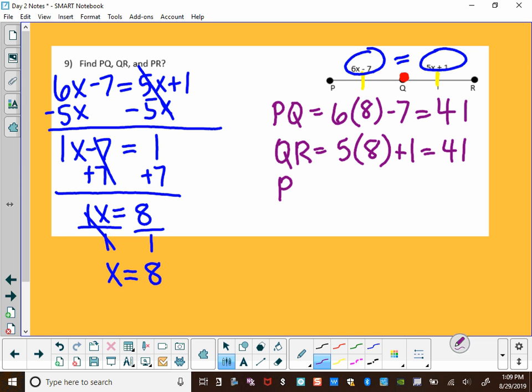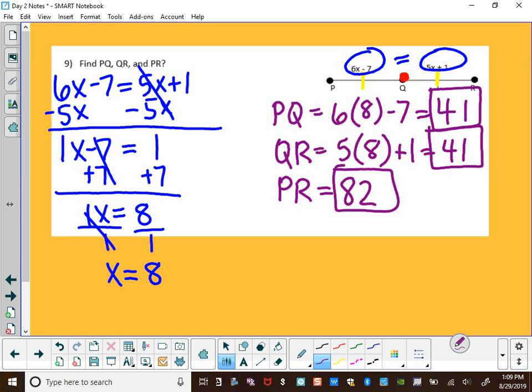What is PR? What's the whole thing put together? What's 41 plus 41? 82. Good. So they asked me for PQ, boom. Asked me for QR, boom, and PR. We have all three answers.